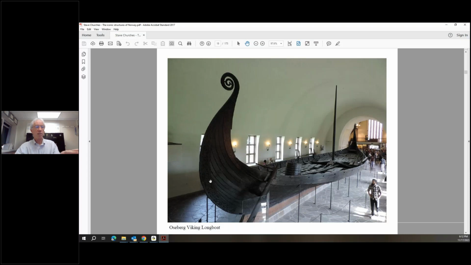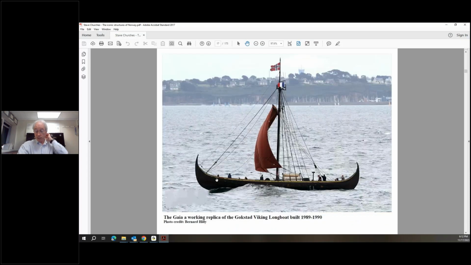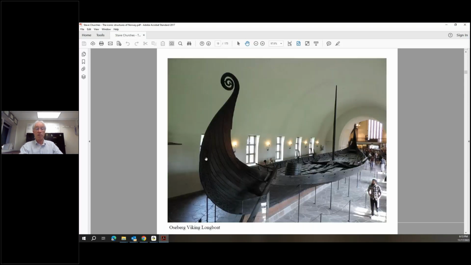Actually, but let me continue with this. So these ships were used for warfare, but also trade and transport as well. They're not meant for high speeds or heavy weather. They've tested this Gaia and found that about 12 knots is its maximum speed. If it goes any faster than that, it starts to take on water, and it's not very good in high seas too.